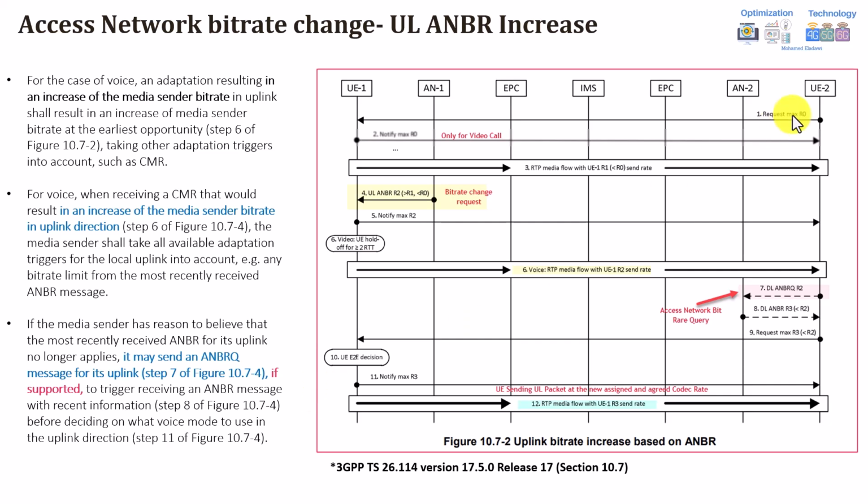But this is just in case the feature is supported by user two in general, and also if both nodes AN1 and AN2 support the feature and the feature is enabled. In the normal scenario, depending on the vendor specification, this can be done directly, because at the end the codec rate change is always negotiated by user one and user two. So even this particular step, where there is a query from user two to the access network or NLB2, might not be done.